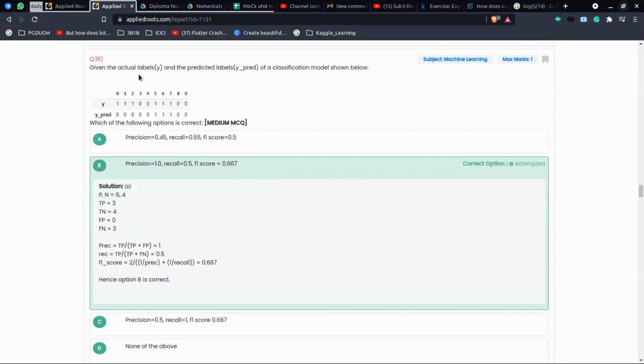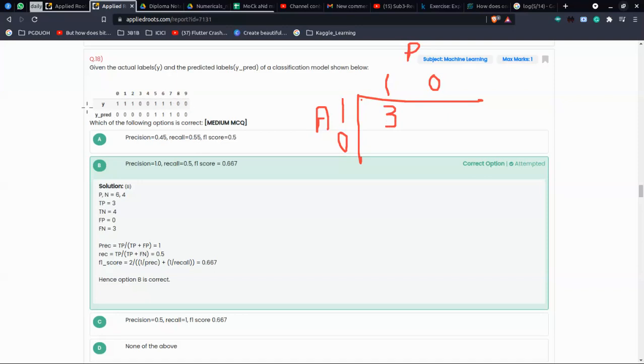Given the actual labels and the predicted labels of a classification model below, which of the following options is correct? Again, we need to create the confusion matrix, nothing else. If they give 1 and 0, it's really easy to create. This is my actual value. In the course video, I guess they write predicted value here, but in scikit-learn it is actual versus predicted. See, one and it is saying one. How many do we have? One, two, three, so you can directly write three. This is nothing but true positive.